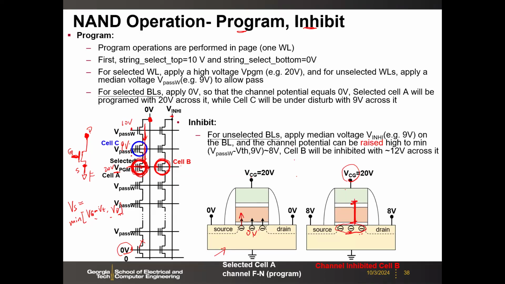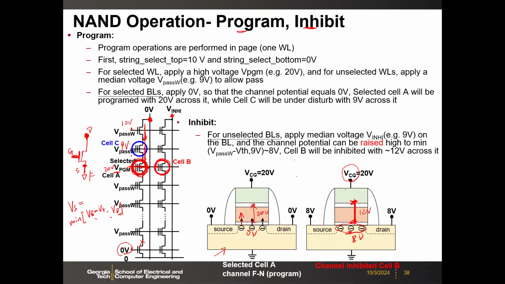Therefore, the voltage drop across cell B is not high. For example, if you can increase the channel potential to 8 volts, then only 12 volts is across it, compared to 20 volts here. Then cell B will be inhibited from programming. Of course, it's under a disturb condition, but 12 volts is not 20 volts, so it's inhibited. So how do you make sure this is like 12 volts? The tricky part is here.